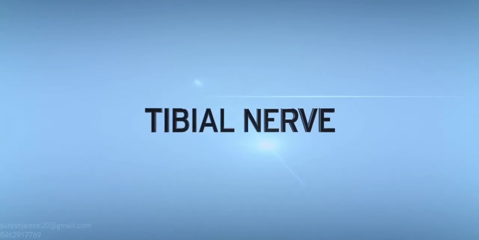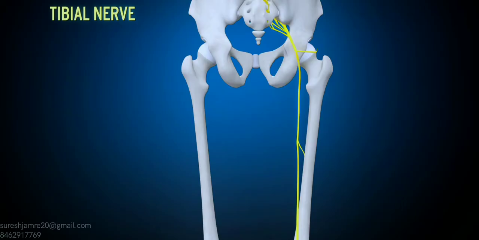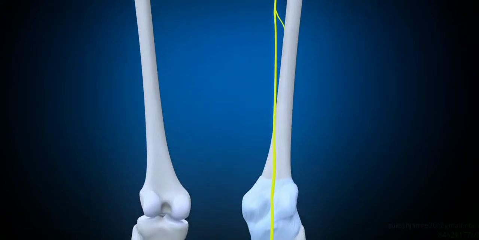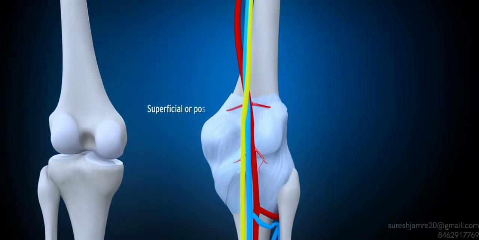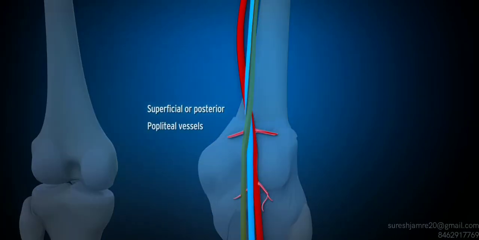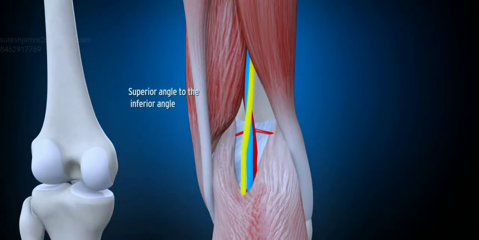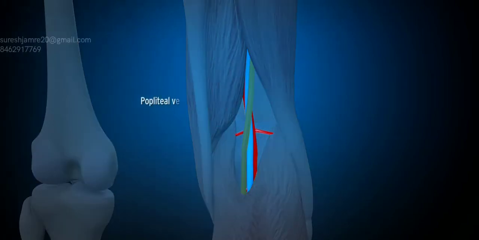Tibial nerve. This is the larger terminal branch of the sciatic nerve. It lies superficial or posterior to the popliteal vessels. It extends from the superior angle to the inferior angle of the popliteal fossa, crossing the popliteal vessels from the lateral to medial side.